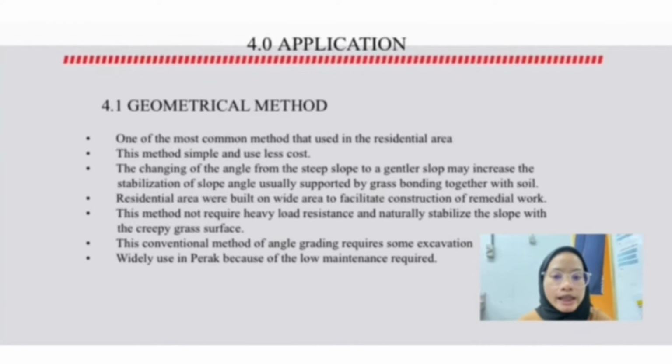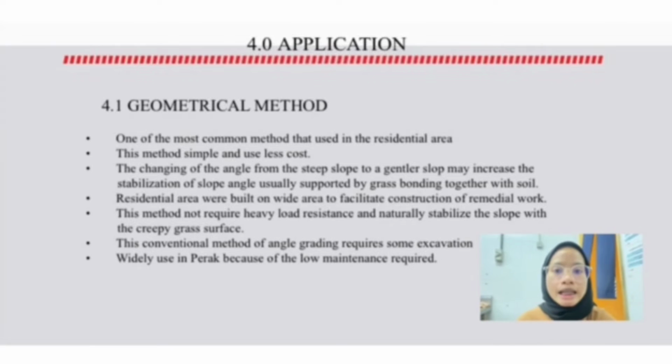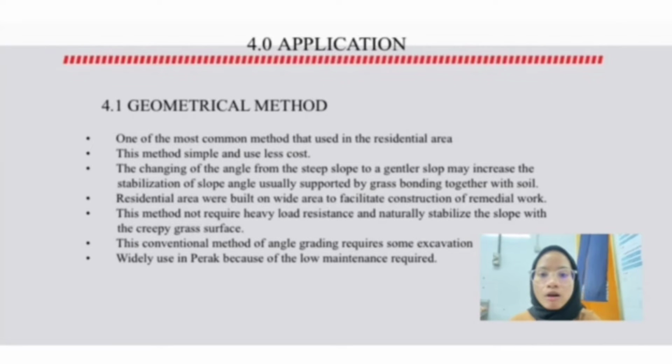Next for our application is the first, geometrical method, one of the most common methods used in residential areas. This method is simple and uses less cost. Changing the angle from a steep slope to a gentler slope may increase the stability of the slope, usually supported by grass bonding together with soil. Residential areas are built on wide areas to facilitate construction of remedial work. This method does not require heavy load resistance and naturally stabilizes the slope with the creeping grass surface.